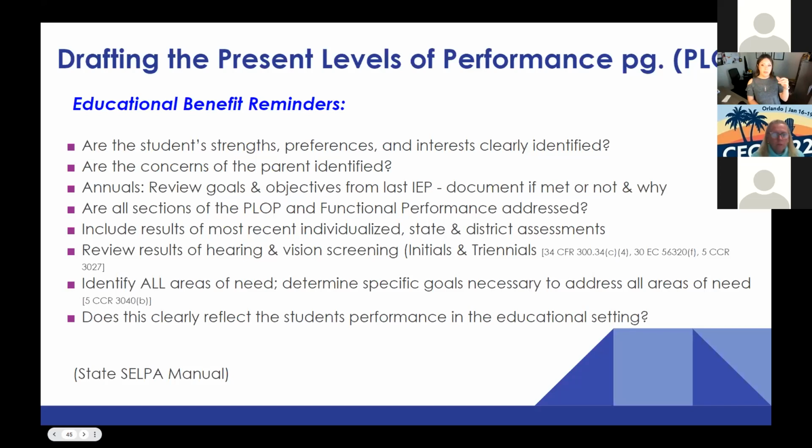Now that you've developed a little bit more understanding of what English language proficiency is and how it impacts learning, might that inform why a goal was not met? Might it be as simple as providing linguistic supports for particular tasks and purposes? Are all sections in the present levels and functional performance addressed? Do we have the most recent state and district assessments? Have we reviewed the results of hearing and vision screenings? Have we identified all areas of need? And does it clearly reflect the student's performance in the educational setting? Again, some ed benefit reminders in the drafting of the plop. Next slide.